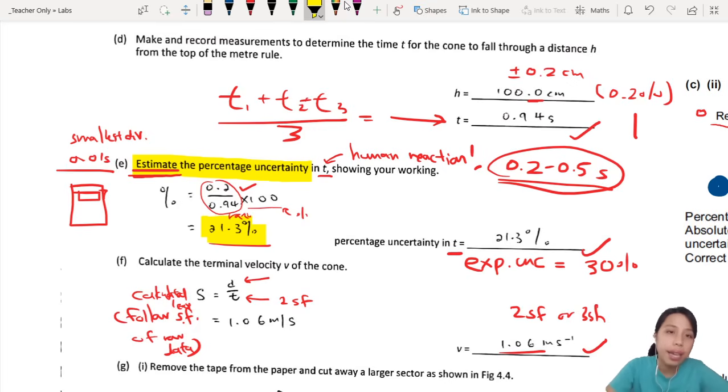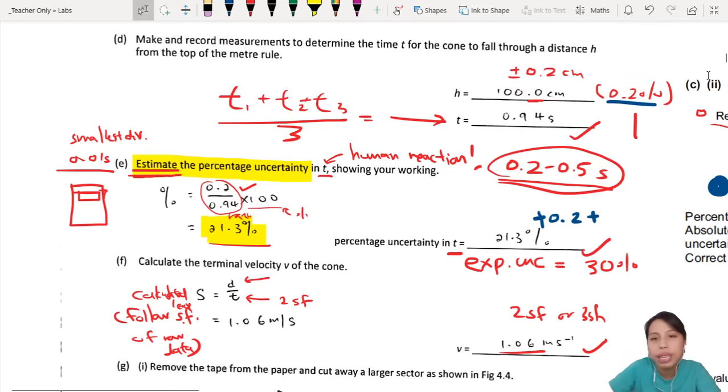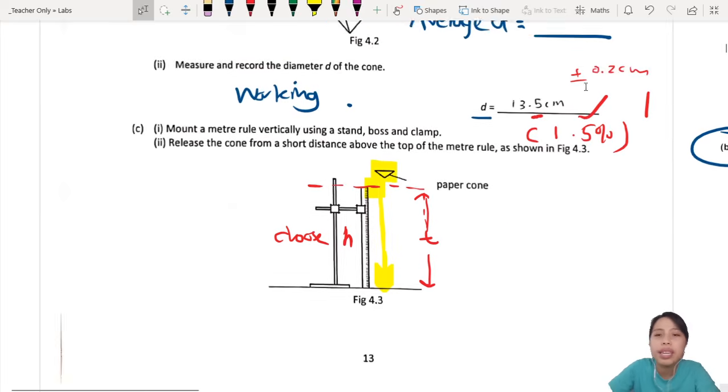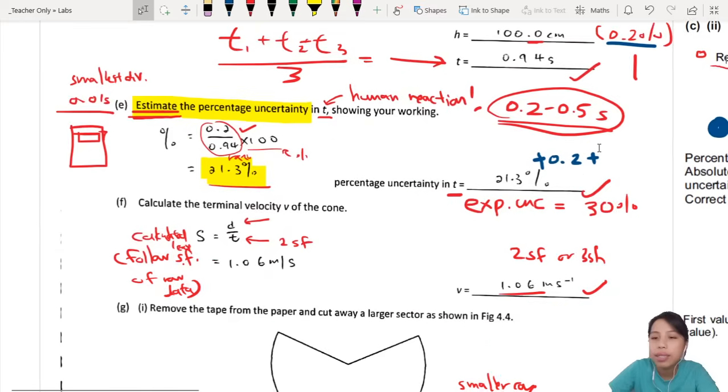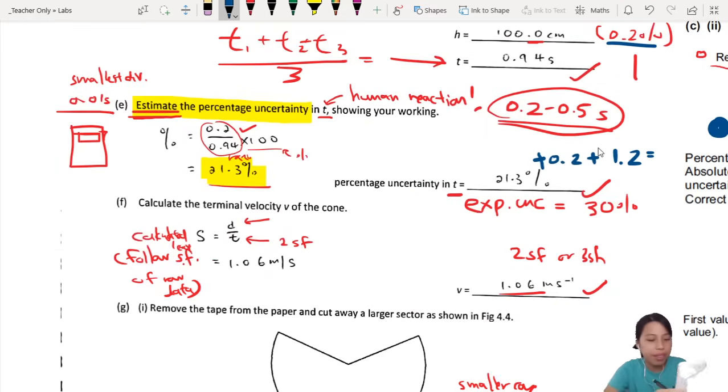If you want to add, you can add. What if I use 21.3 plus the uncertainty 0.2, add together? You say, Miss, in my paper 2, can I add uncertainty? Can. You do that. Plus 1.2. How much do you get? 21.3 plus 0.2 plus 1.2. Not much difference. 22.7. So small. Might as well just round off and save your time, because it's only a 2-mark question.